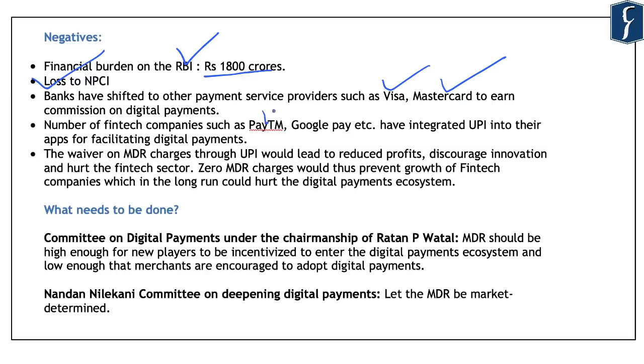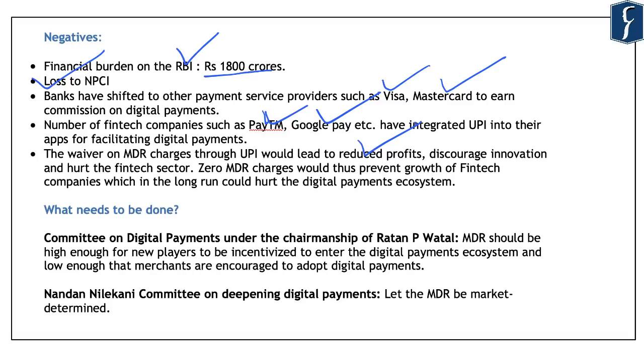And besides this, there are a number of fintech companies, for example, Paytm or Google Pay, etc., and they have integrated the UPI into their apps for facilitating the digital payments. So, as the government has waived these merchant discount charges through the UPI, it would lead to reduced profits and will discourage innovation and hurt the fintech sector. And this is because most of the fintech companies have now integrated the UPI with themselves.